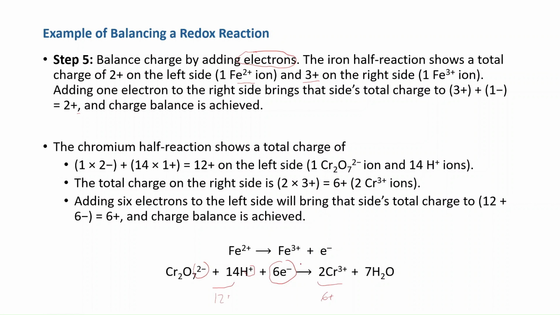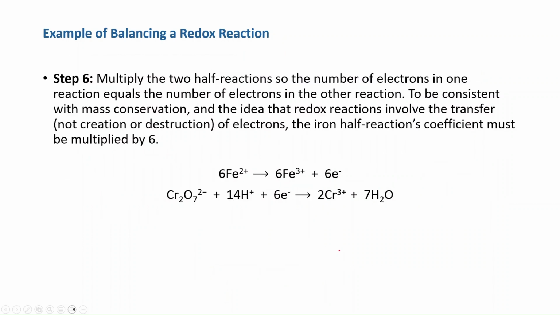Now the problem: each of the reactions has a different number of electrons. We're having a transfer of electrons. Every electron has to come from somewhere. We need 6 electrons, but this reaction only gives us 1. So what do we do? We multiply this whole reaction times 6, so it produces 6 electrons. So when I multiply times 6, I have 6 iron plus 2, 6 iron plus 3, 6 electrons. Now you have the same number of electrons that are lost and taken.